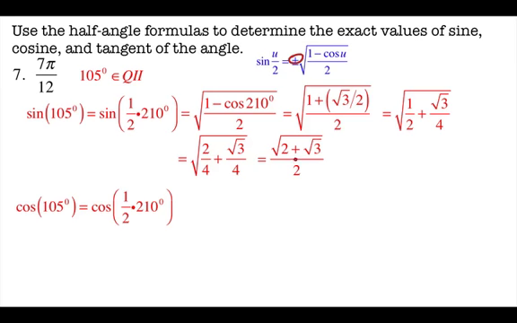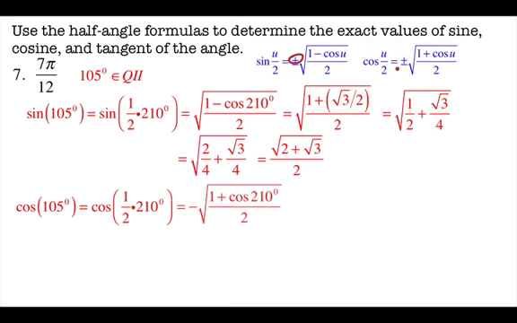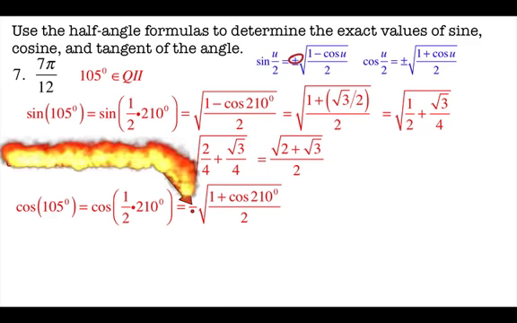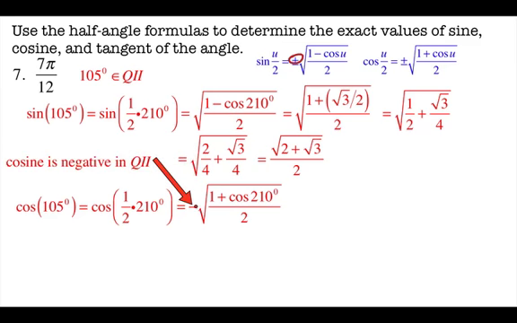Cosine, this is where you have to be a little bit careful. Again, this is the formula that we're going to be using. And this is what I get. Now, I know that I'm in quadrant 2. That's why, and cosine is negative in quadrant 2, that's why I need to include this negative. I use the negative expression.